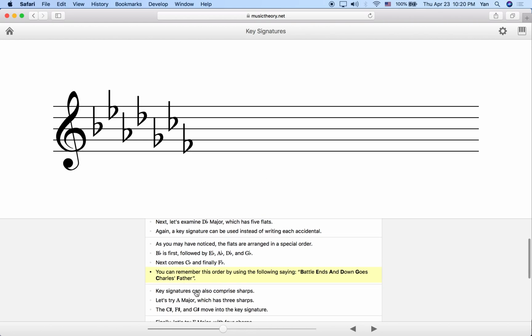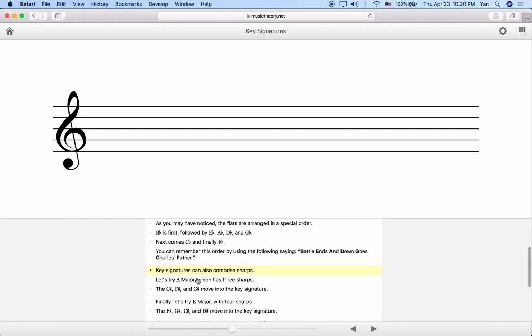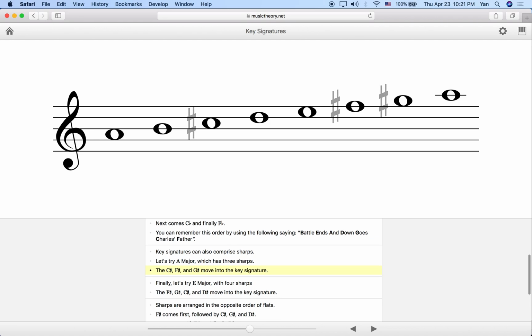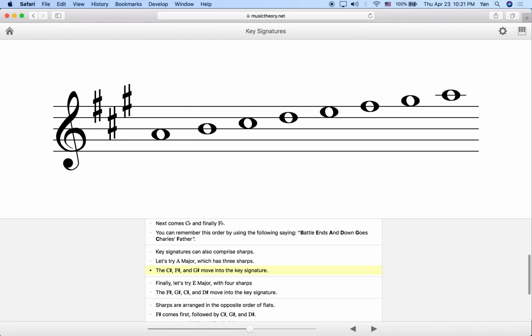Okay, so let's talk about the sharp keys. So we have key signatures that use sharps instead of flats. For example, A major has 3 sharps: C sharp, F sharp, G sharp. So same idea here. We're going to take those accidentals, and rather than put them at the left of each note, we're going to switch them to the beginning of the staff.